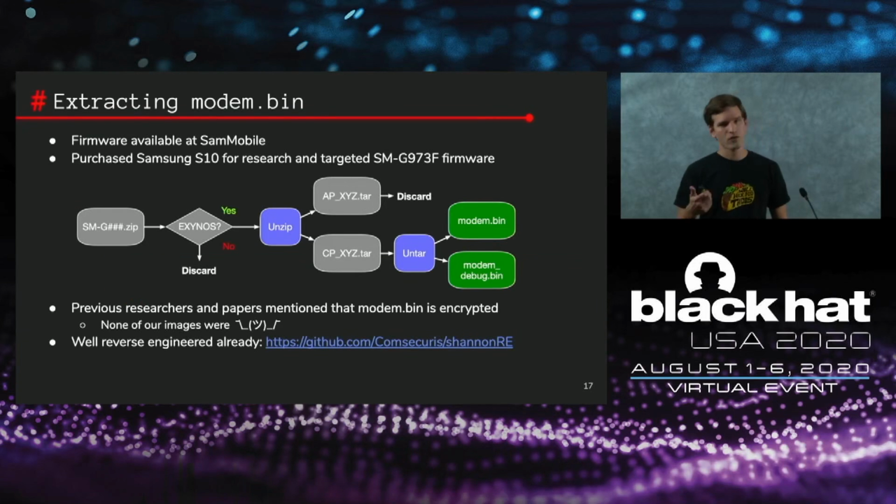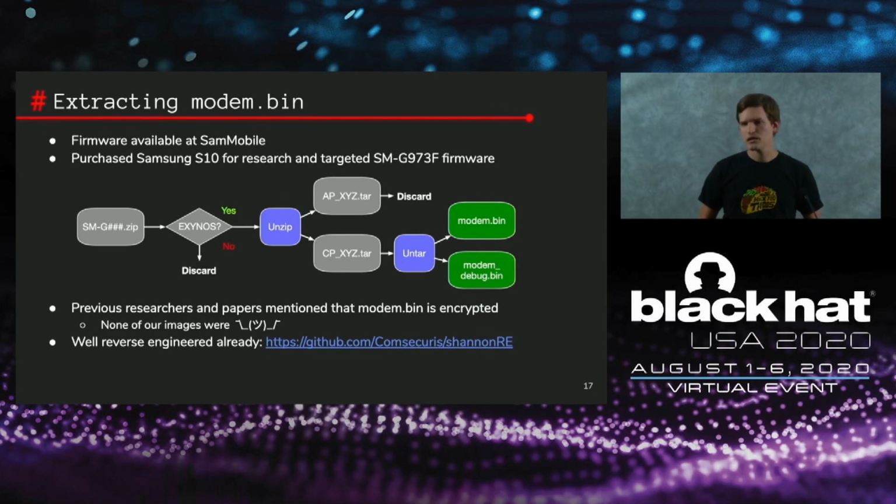And this started by getting the firmware from a publicly available source. We bought a research phone, the Samsung S10. We targeted this specific firmware, and we also had a bunch of other firmware lying around, which we used this kind of flow chart to categorize. Pretty much, it's just the zip file, tar files within it. We pick one tar file, which has the modem code. Untar it, we have modem.bin and modem-debug.bin.